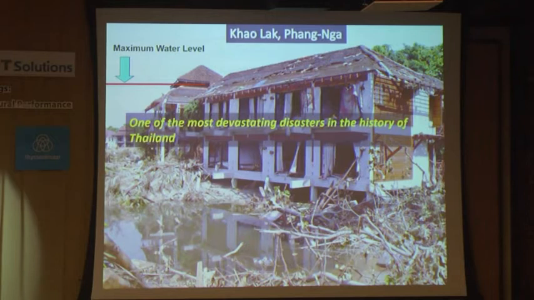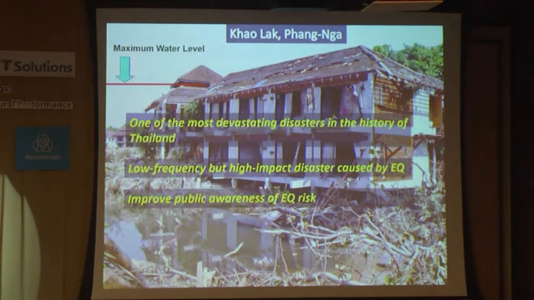Around 800 people were killed by this tsunami disaster. It was one of the most devastating disasters in the history of Thailand. And it's also made the people understand or become aware of the earthquake risk or disaster, other type of disaster that can be created by earthquake. Okay, like this one, tsunami.